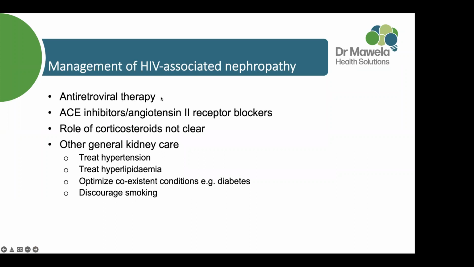You start ARVs, you are likely to win. You might need to add ACE inhibitors because most of them have very significant proteinuria as well. There are people who used to believe in steroids, but there's no science behind it. Sometimes people use it, but for the autoimmune HIVICK, the steroids might play a role.